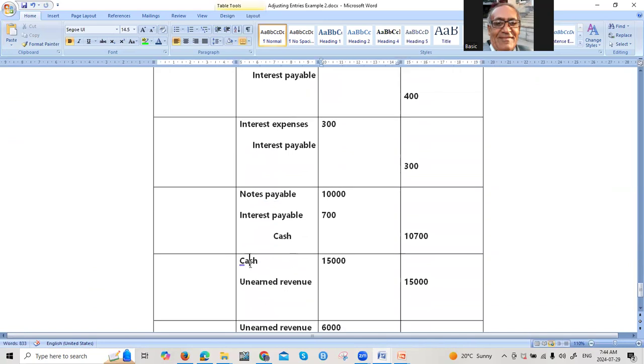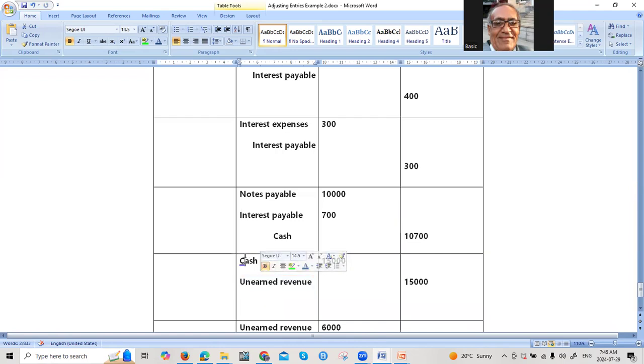We received cash from unearned revenues. Unearned revenues means revenues which occur when I took the money and I didn't do any work yet. I took the money prior to performance. I didn't do work, but I took the money in advance.